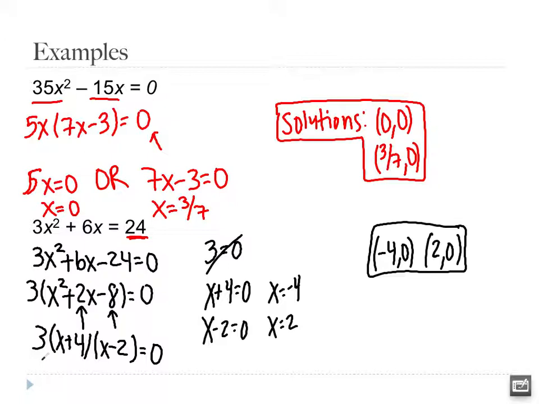Something to note, both examples we had x squared, so the squared was our highest power and we got two solutions. Whatever the highest power is, that's how many solutions you should have. Sometimes they're going to be the same point. You might factor and get the same point twice, but that's kind of a hint as to how many solutions you should have.